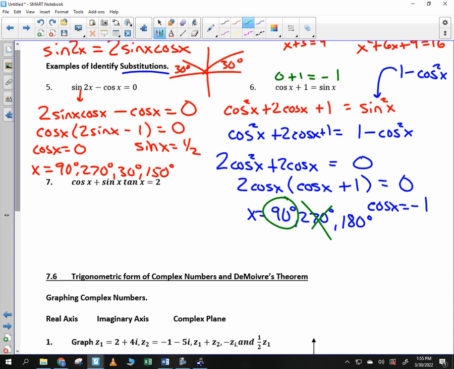And finally, 180. What is the cosine of 180? -1 plus 1, is that equal to 0? It sure is. So 180 is a solution as well. 90 and 180.